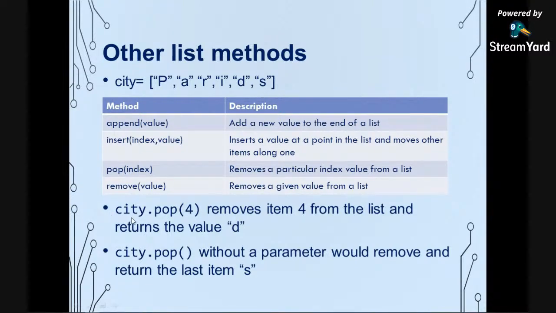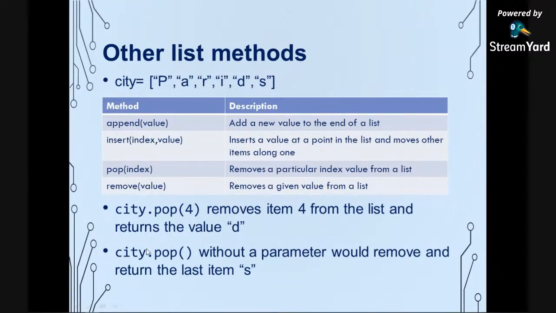So for example here, city.pop(4), so this city is P-A-R-I-D-S. City.pop(4) removes item 4 from the list, which is 0, 1, 2, 3, 4, which is this D here, and it returns that value D. It gives you back that value. If you were to say something like value equals city.pop(4), value would become D. Okay. And it would also make city equal to P-A-R-I-S. Okay.